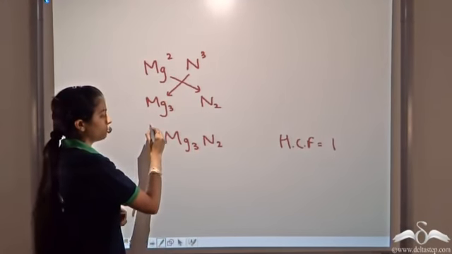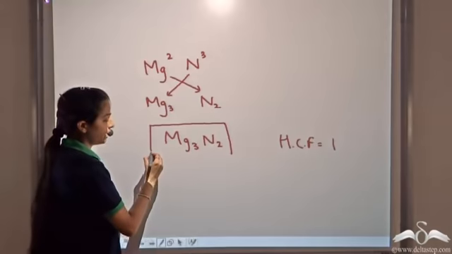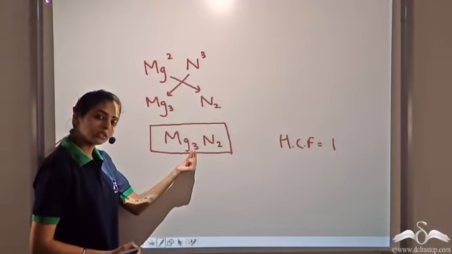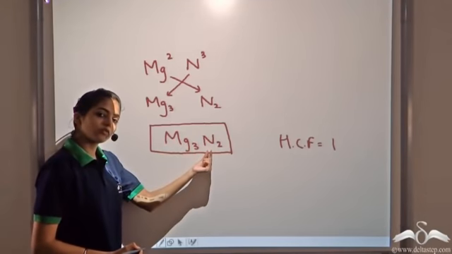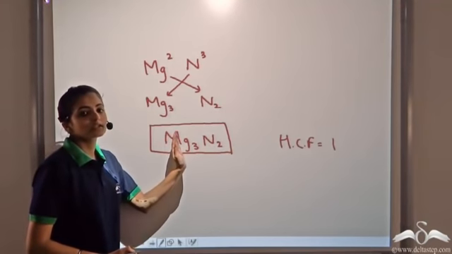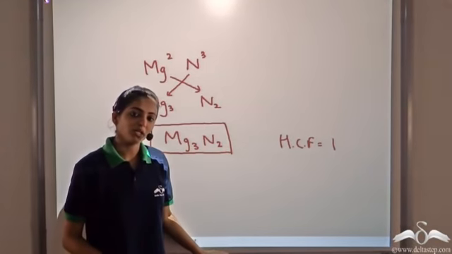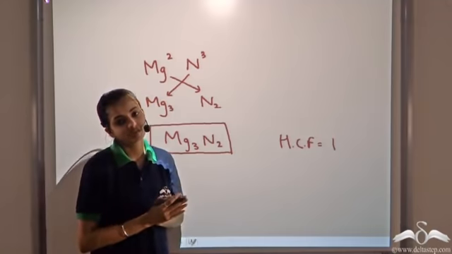So the formula of the compound formed by magnesium and nitrogen is Mg3N2. This shows there are 3 atoms of magnesium, 2 atoms of nitrogen, and the positive ion is always written before the negative ion. So this is how we get the chemical formulae, which are a combination of the chemical symbols.